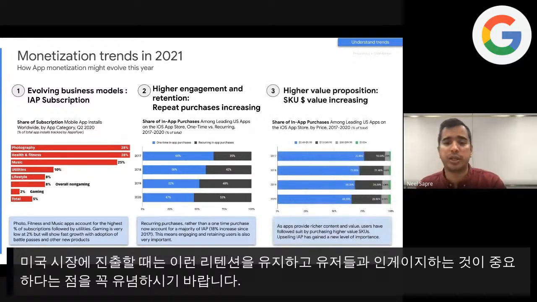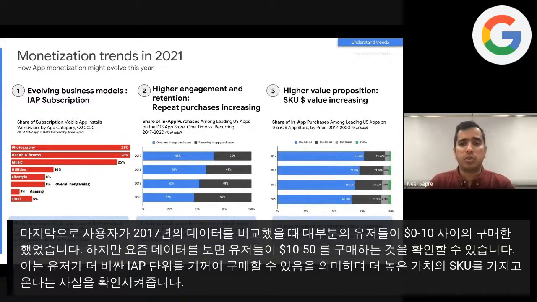Finally, the third point, look at the graph. 2017, we see that the majority of the transactions, around 76% of the transactions, happened on the cheapest SKU, which is around $0 to $10. But now look at 2020, we see that there's a huge growth in the $10 to $50. That means these IAP packs or SKUs are increasing in value.